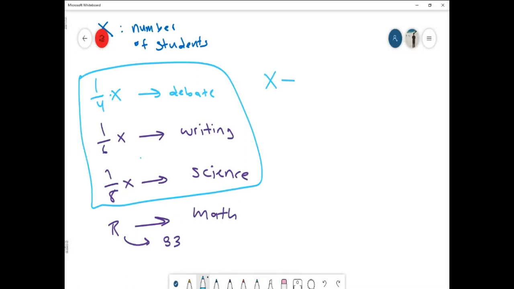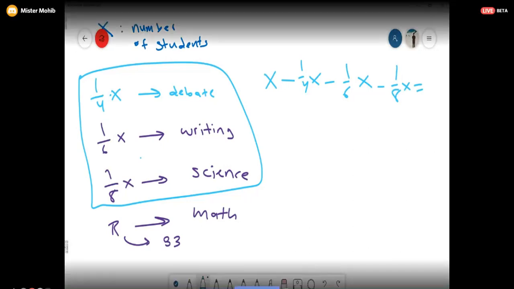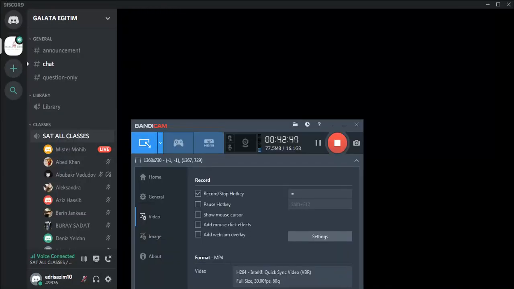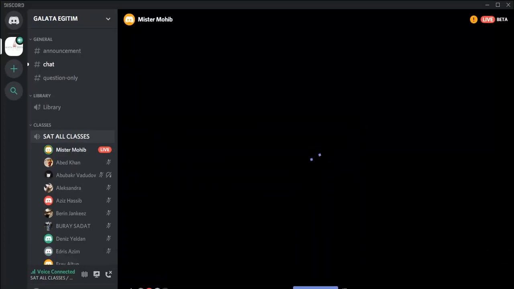So there are X number of students in the center. If I subtract the number of students who are taking debate, writing, and science, it will give me the rest of the students who are taking math, right? So let's subtract them. 1/4 of X, then 1/6 of X, then 1/8 of X. It will give me the rest.